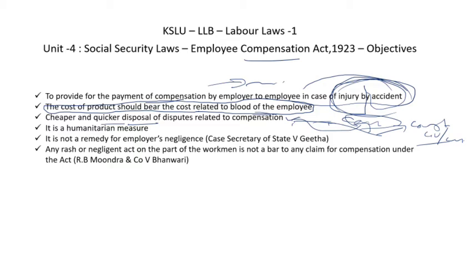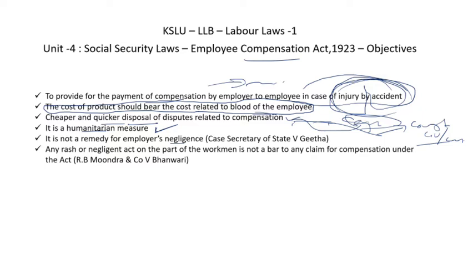And it is a humanitarian measure. So basically, even if the employee is negligent and death happens, in that case the employer has to pay compensation, because it is a humanitarian measure. It is not a remedy for the employer's negligence. Please note that, as I said earlier, it is not a remedy for the employer's negligence. It is just a humanitarian measure where, if there is a loss of a person's life, whether it is the employer's negligence or the employee's negligence, compensation should be paid.